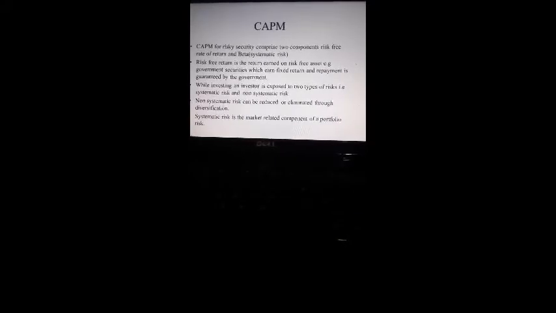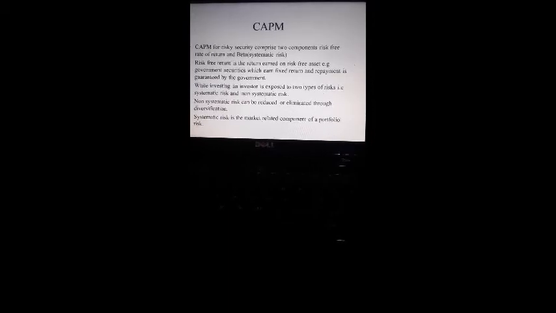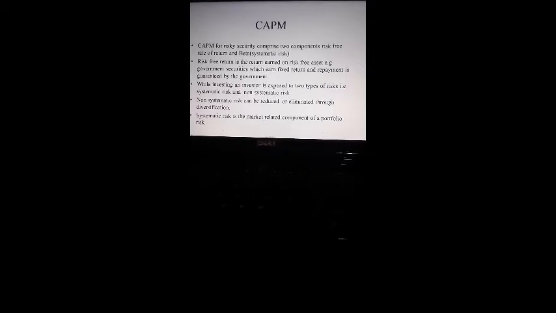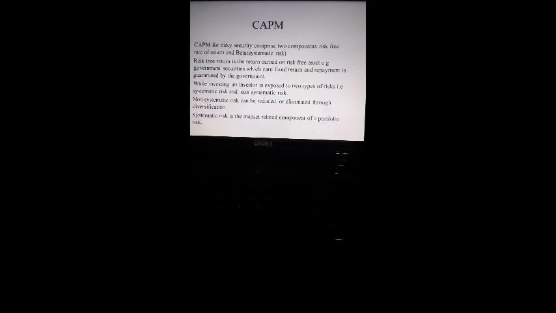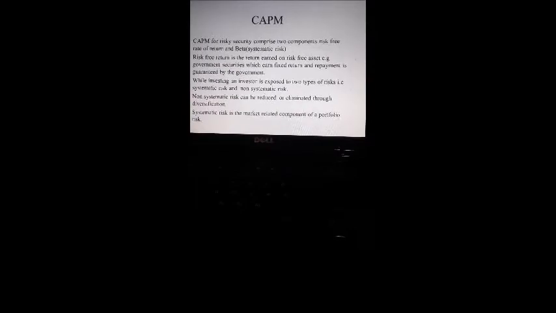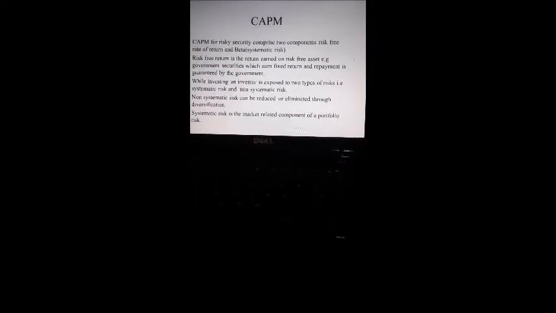Now, according to the capital asset pricing model, the risk of a security comprises two components. The first one is the risk-free rate of return, and the second is the beta, which is the systematic risk. Now, the risk-free return is a return earned on a risk-free asset, such as government securities, which earn a fixed return and repayment is guaranteed by the government.